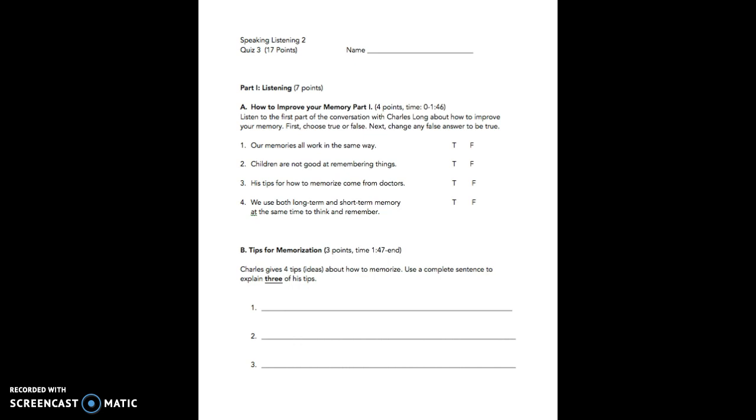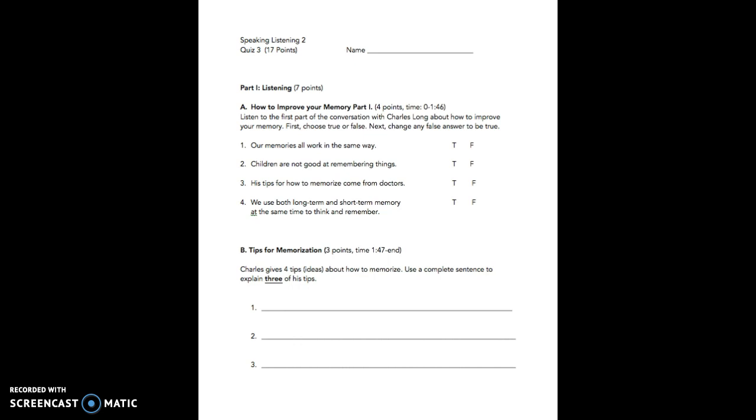So that's the listening section for number 1, 2, 3, and 4. So now let's take it question by question. So the first question says, our memories all work in the same way. So let's listen to that part.